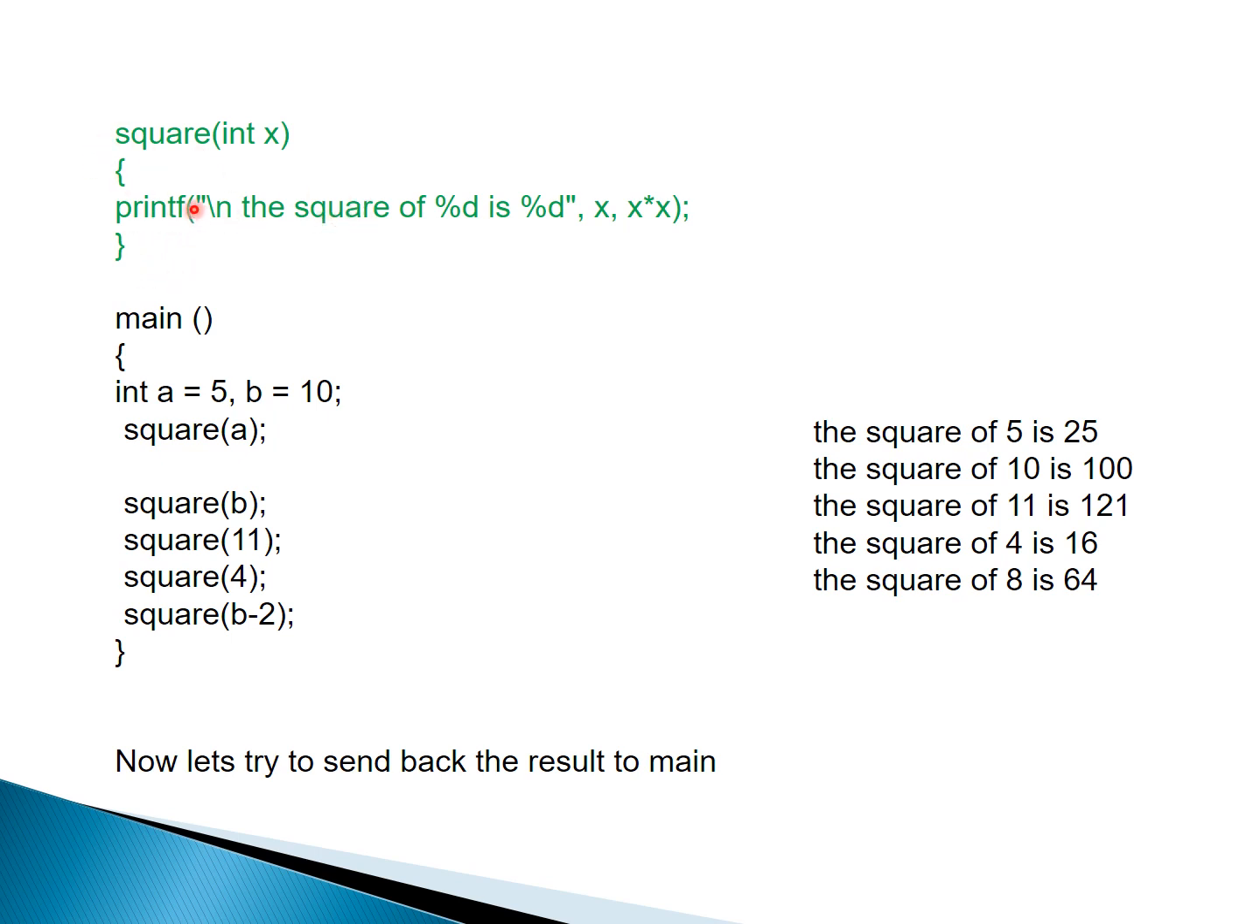Now we will try to write a code. We will try to send a value to the function, and then the function will calculate the square, and it should send back the result to the main function or to the calling function. In this case, we are sending a variable to a function, but this function is not returning any value. On the next slide, we will try to write a code where a function will send back the value to the calling function. So let's try that.